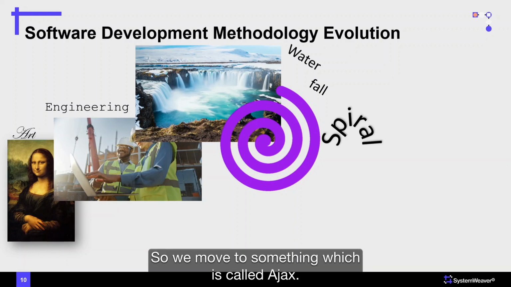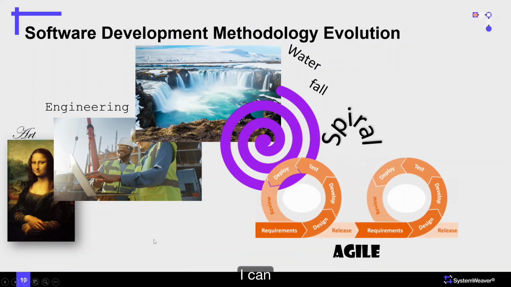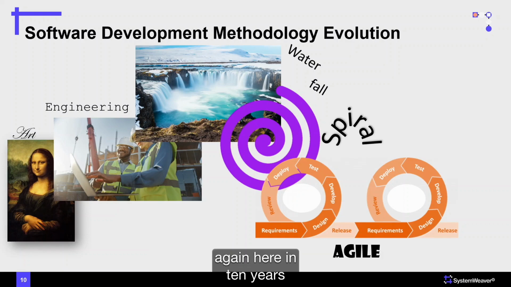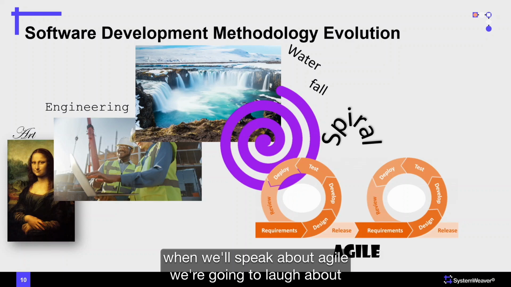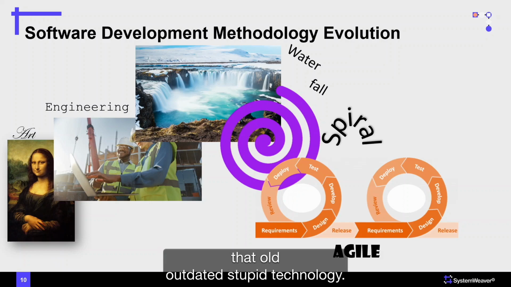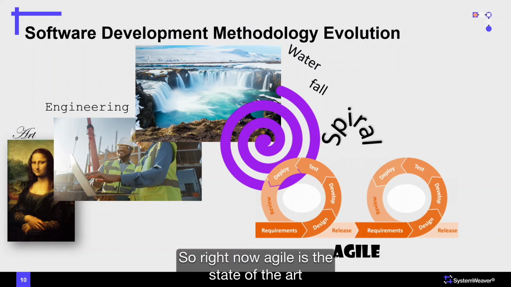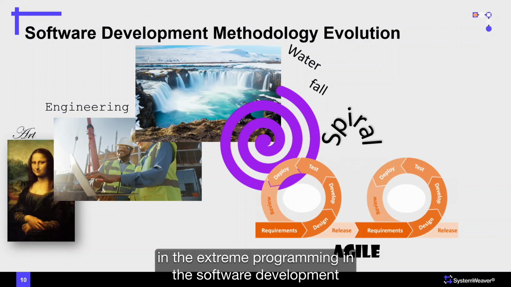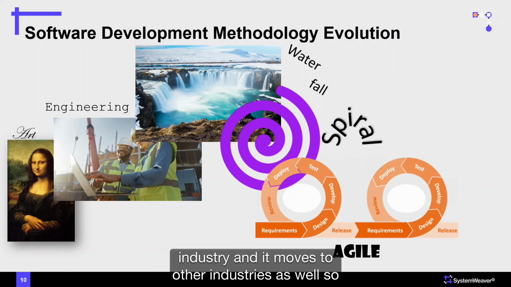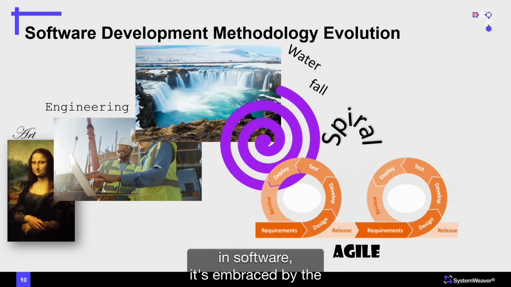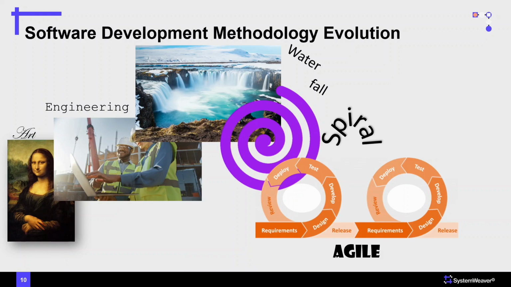So we moved to something which is called Agile. I can assure you and guarantee 100% that if we meet again here in 10 years and we speak about Agile, we're going to laugh about that old, outdated, stupid technology. But this is the nature of progress. Right now, Agile is the state of the art in extreme programming and the software development industry, and it moves to other industries as well. So it's not only in software; it's embraced by other fields as well.